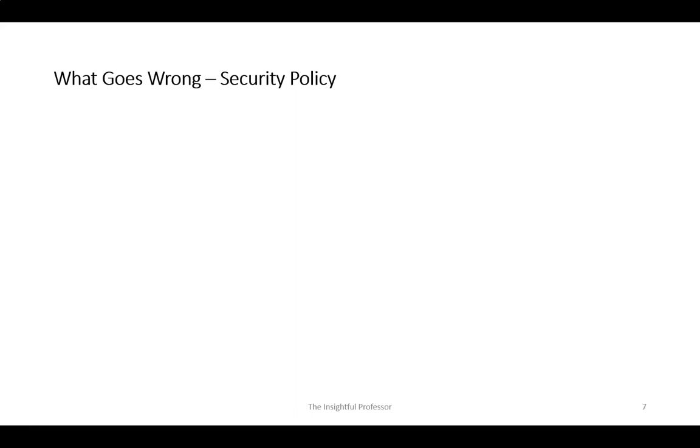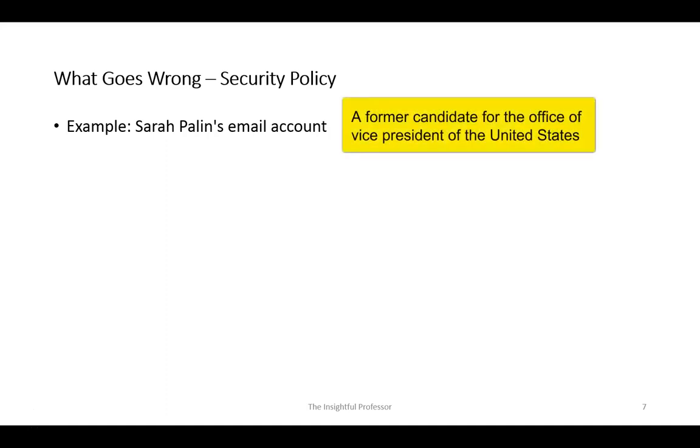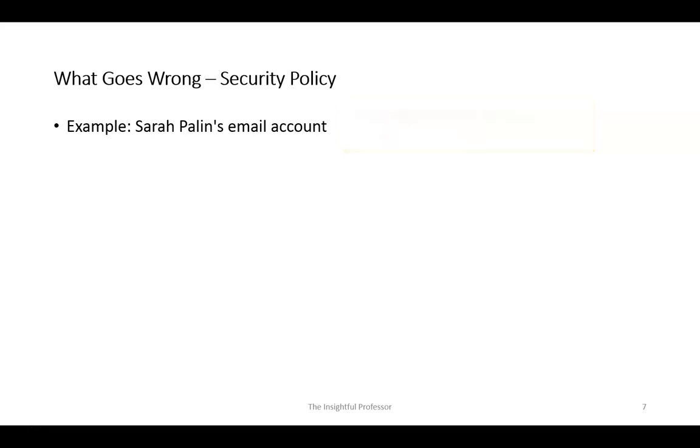We first consider problems that might occur with a security policy. As an example, we'll start with Sarah Palin's email account. Sarah Palin was a United States vice presidential candidate in 2008. On September 16, 2008, her Yahoo personal email account was subjected to unauthorized access. Information about this event can be found at the URL we've listed here.